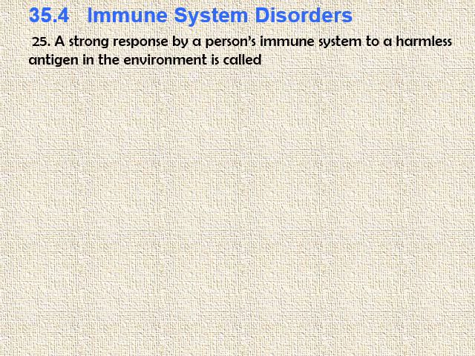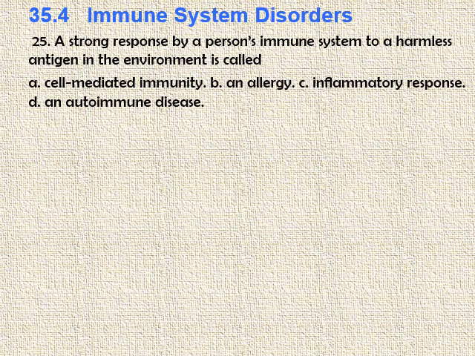And finally, assessment questions from the last lesson of the chapter, immune system disorders. Question number 25. A strong response by a person's immune system to a harmless antigen in the environment is called A. Cell-mediated immunity, B. An allergy, C. Inflammatory response, and D. An autoimmune disease. The correct answer is an allergy.